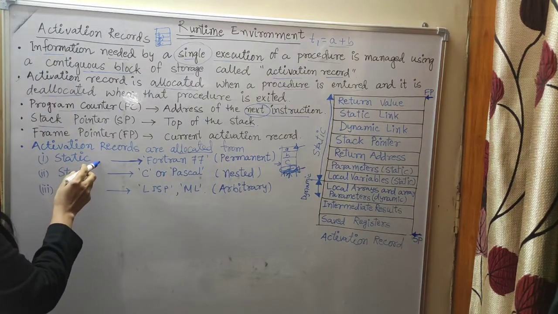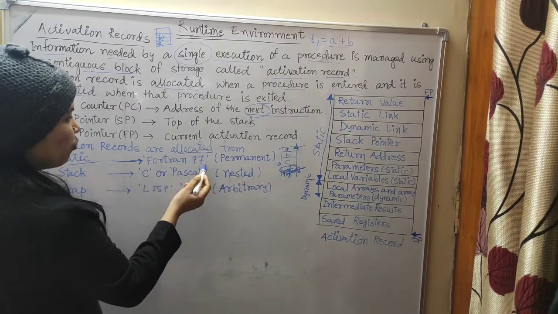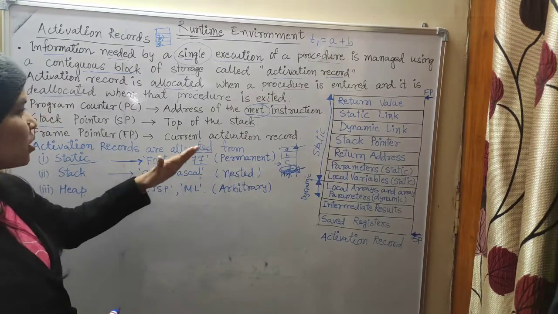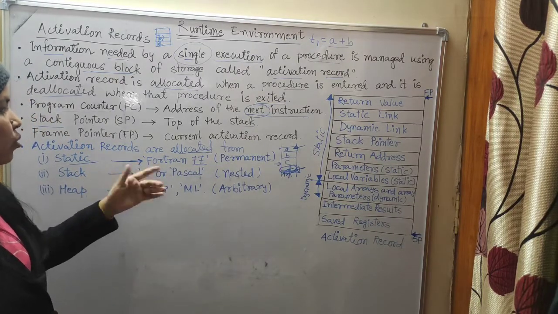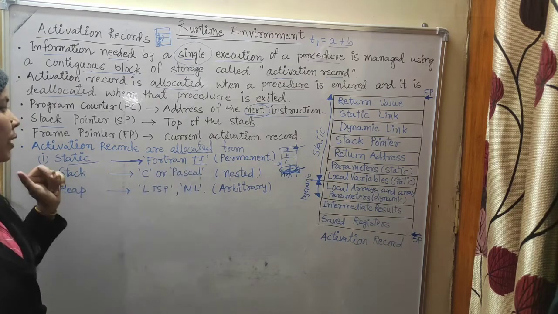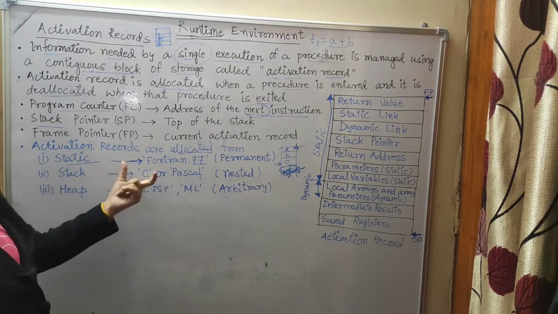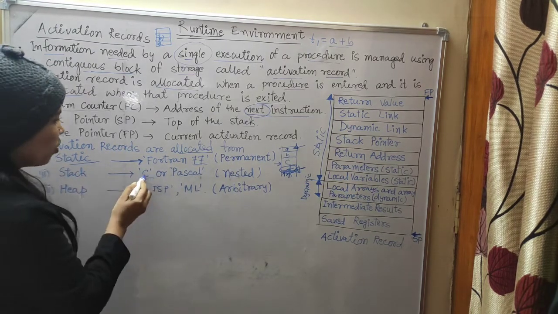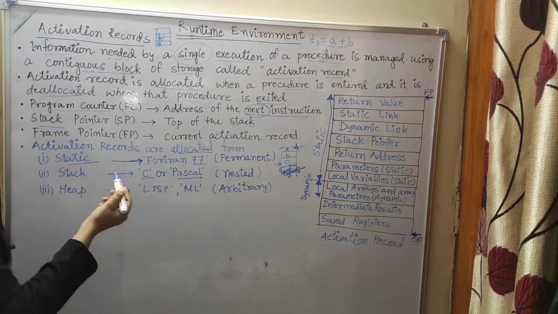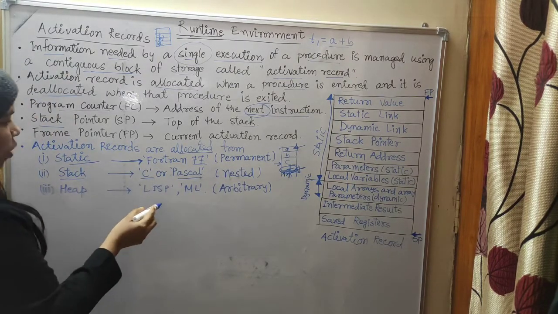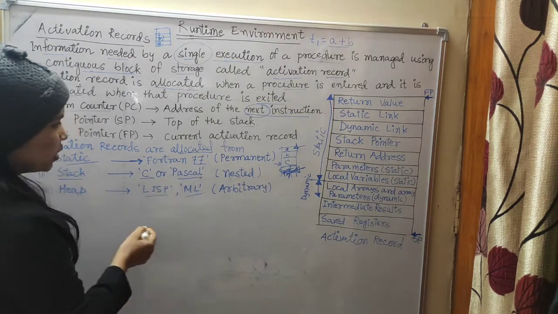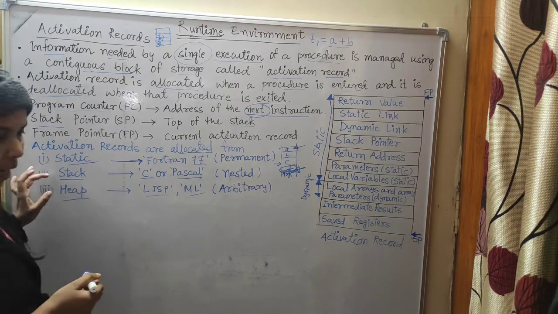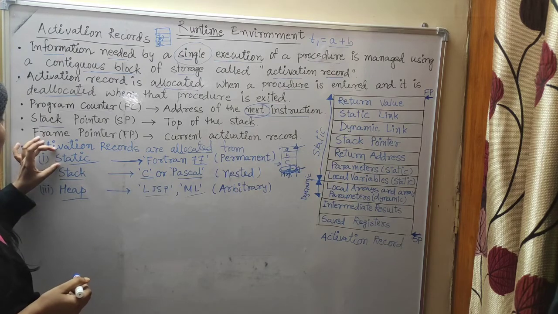If it is allocated from the static area, then it is Fortran 77. This is the language. If activation records are allocated from the stack area, then C or Pascal are used to allocate them on stack. Now Lisp and machine language are allocated in the heap area. Heap area means dynamic allocation, then stack, and then static.